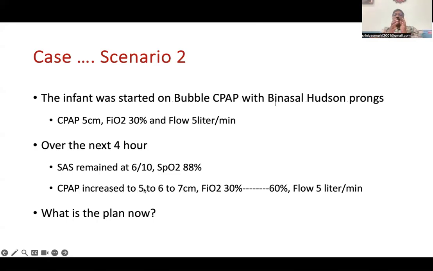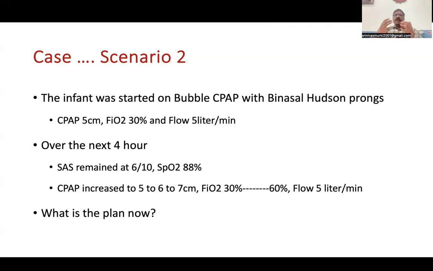So even on a pressure of 7, if the saturations are still less than 90%, then you increase FiO2 from 30 to 35, 35 to 40, till a maximum FiO2 of 60%. So for this baby, initially the pressure was increased and later the FiO2 was increased in steps of 5%, till a maximum pressure of 7 and FiO2 of 60%. But flow was maintained at 5 liters because bubbling was always seen.